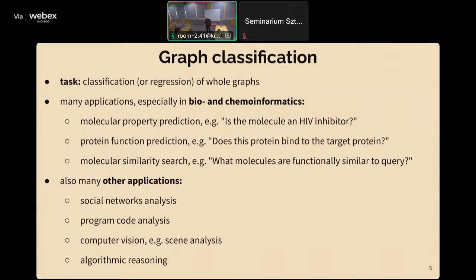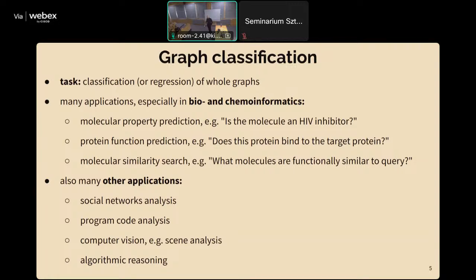And also this has many other different applications, because in many different ways we create a graph from some data to represent it in graph form, because it's useful due to some properties, and then do things on this graph. For example, in social network analysis, you may want to classify the type of the community.